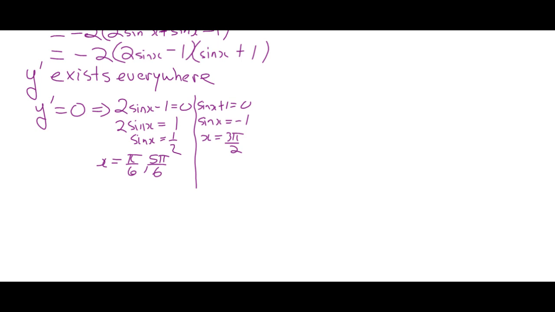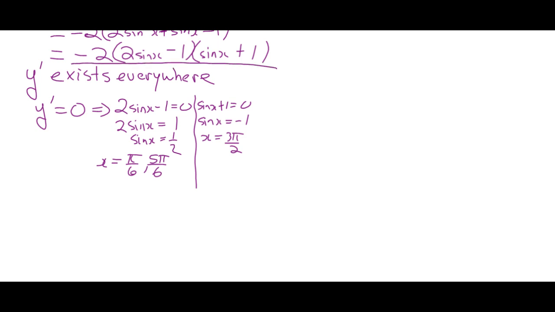Okay, so what do we do then? We're going to make our little table, right? We're only going from 0 to 2 pi. So we're going to have 0 and pi over 6 and 5 pi over 6 and 3 pi over 2 and 2 pi. And we just got to figure out what's happening in those intervals. What are we interested in? We're interested in the sign of the derivative, right?